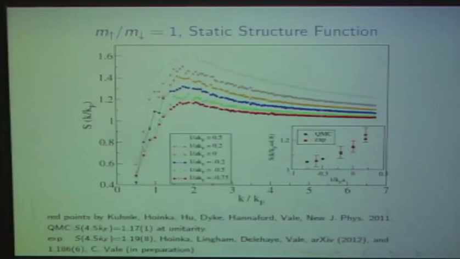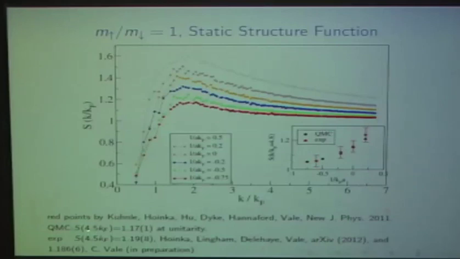So here again, for equal masses, I'm plotting the static structure function for different coupling strengths as a function of the momentum in units of KF. The same group can measure the static structure function by focusing at large momentum. And here is the comparison between the quantum Monte Carlo calculations and the experimental values that has some large error bars, but the agreement is very good.